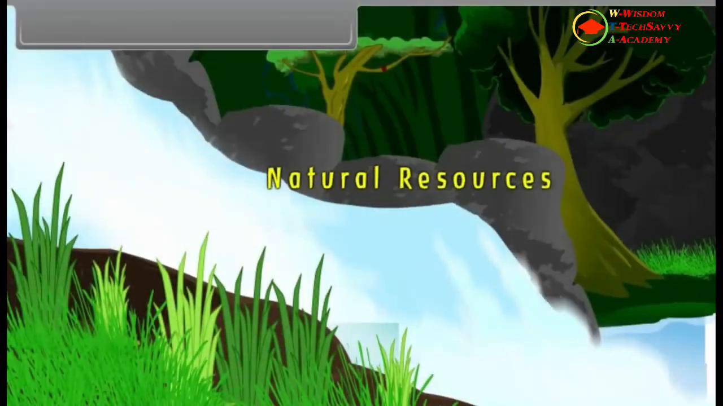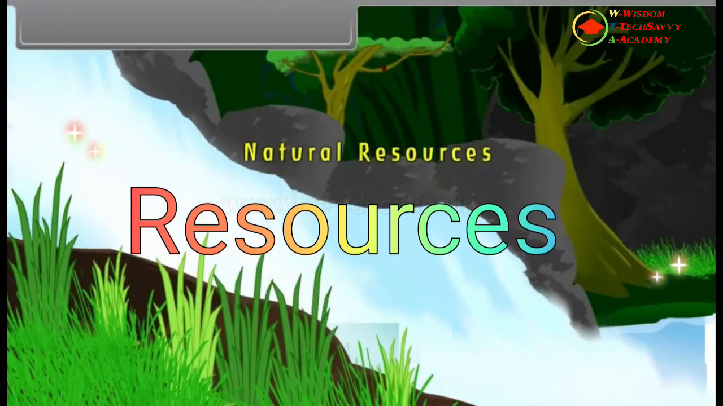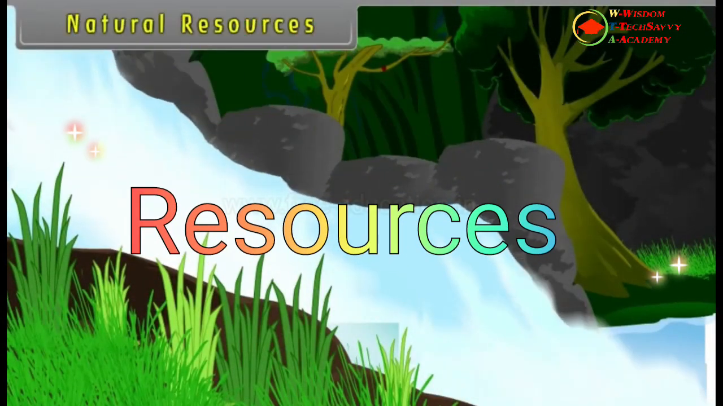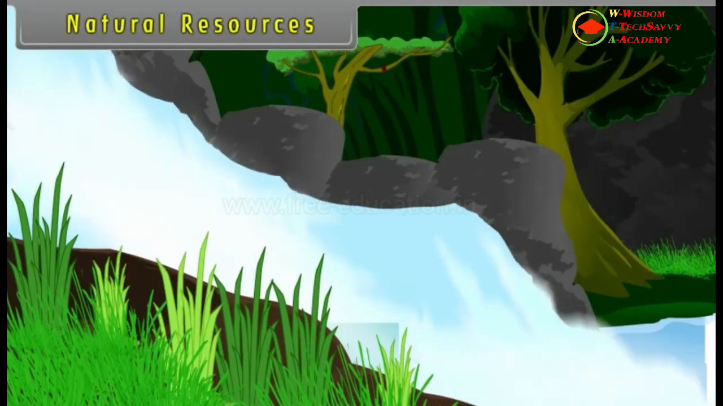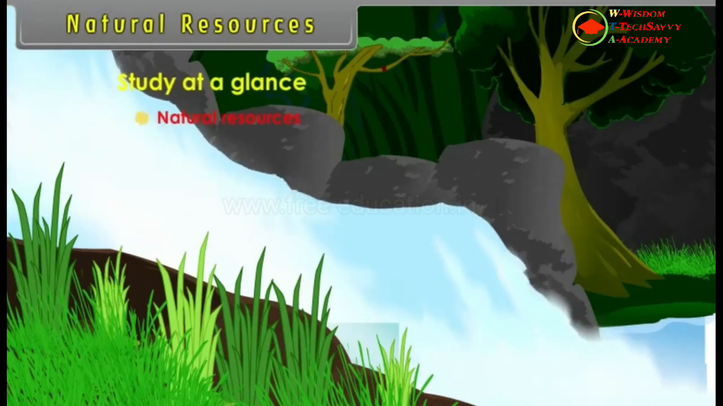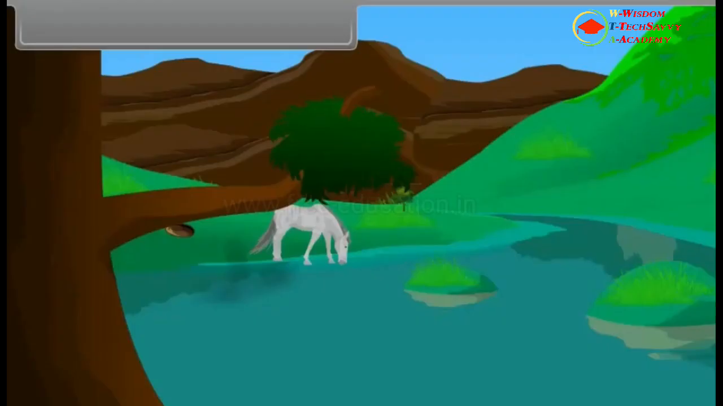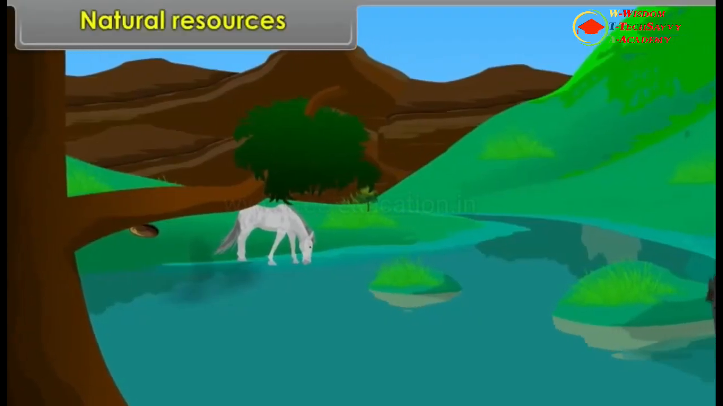Natural resources. Study at a glance. Natural resources. Types of resources. Classification. Natural resources.